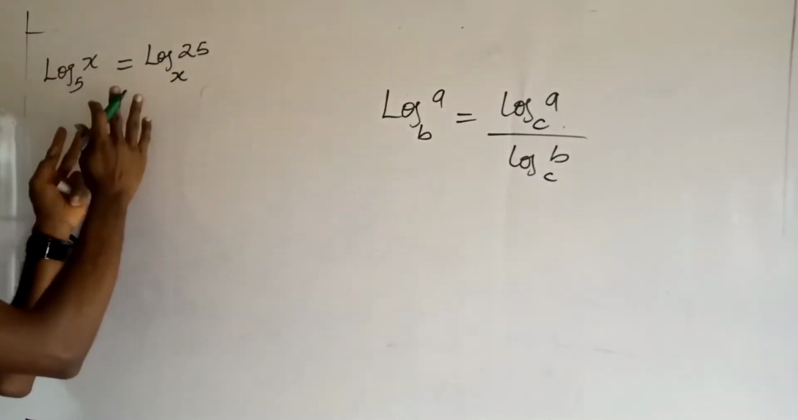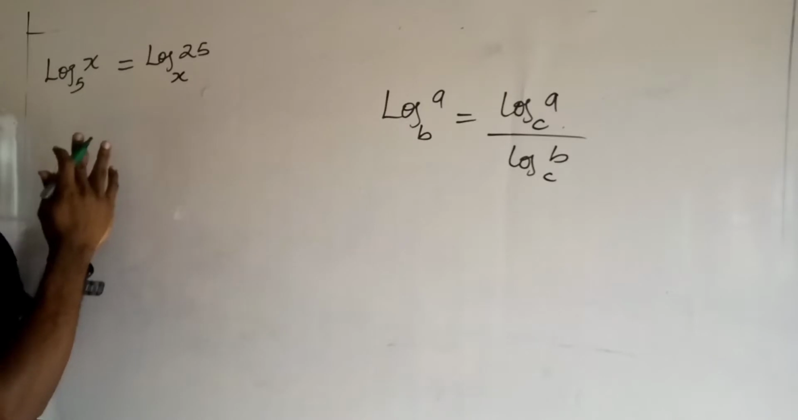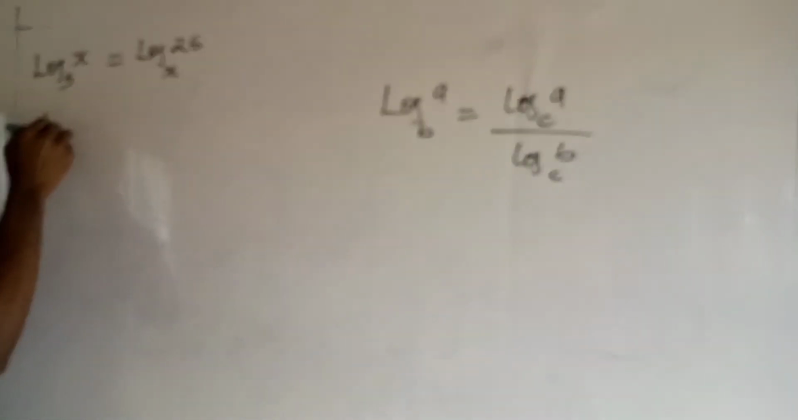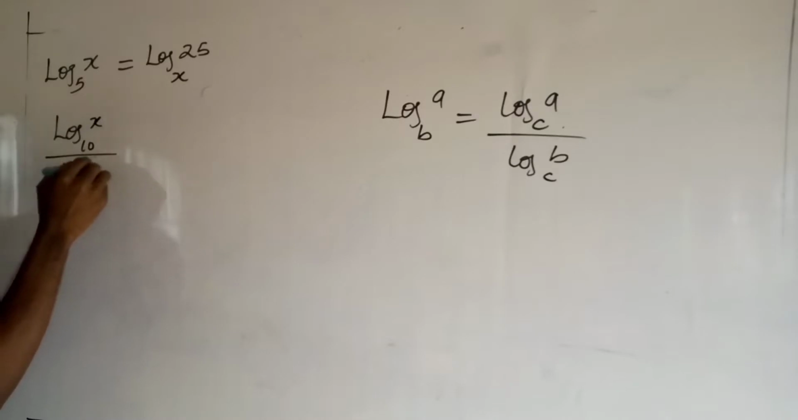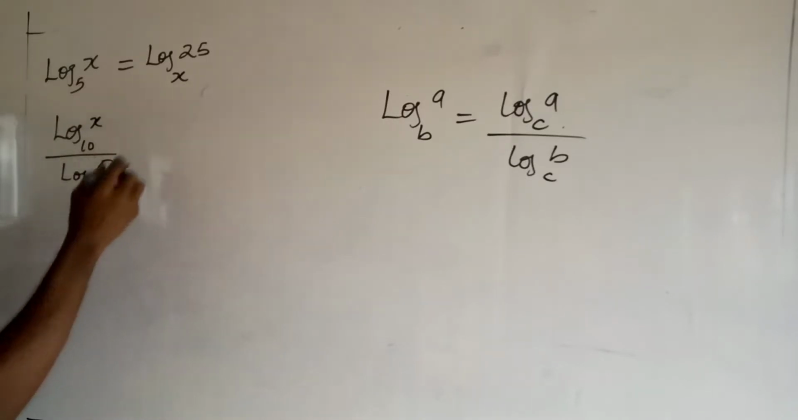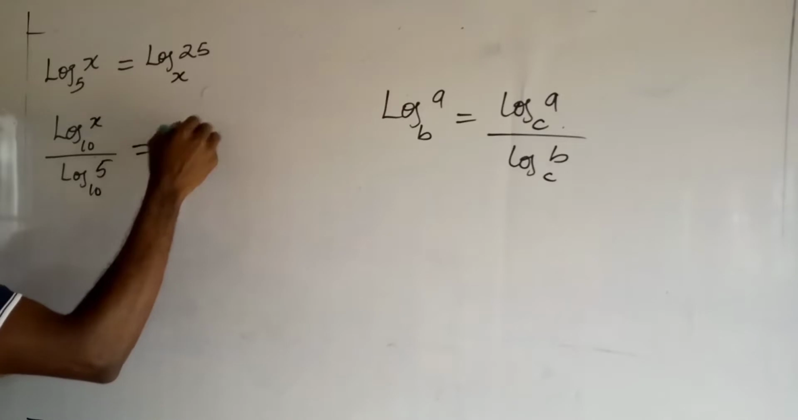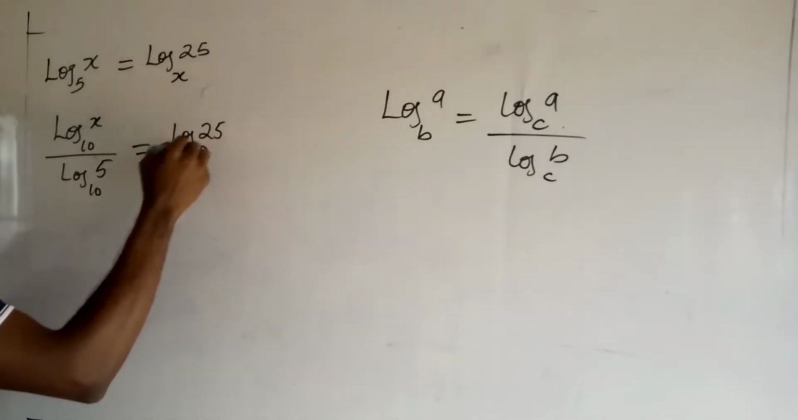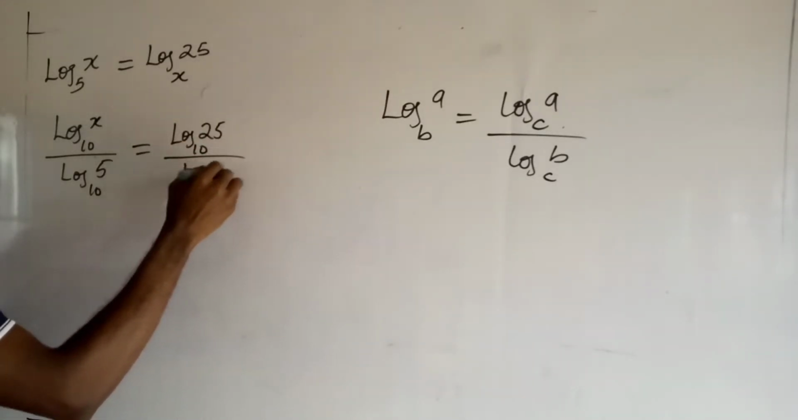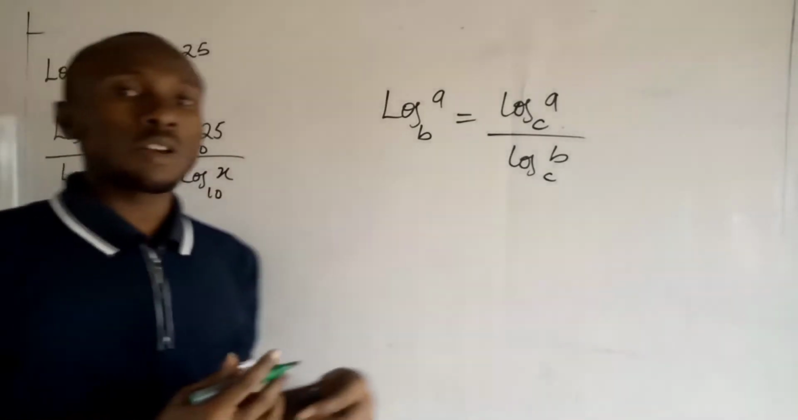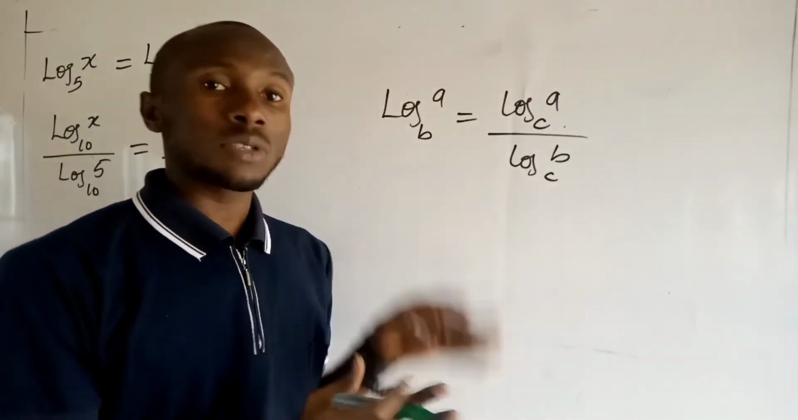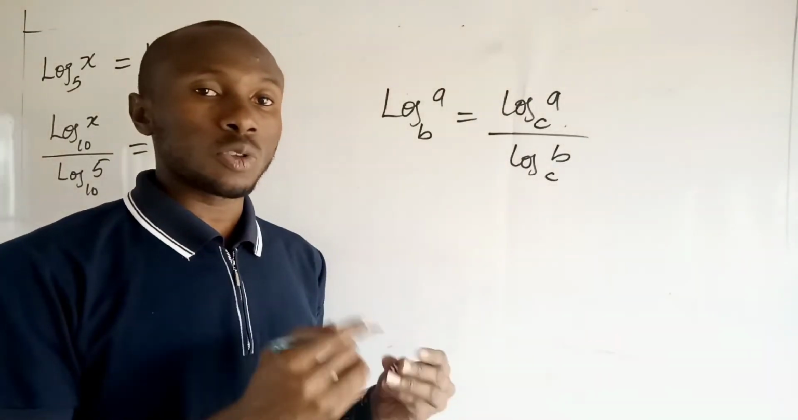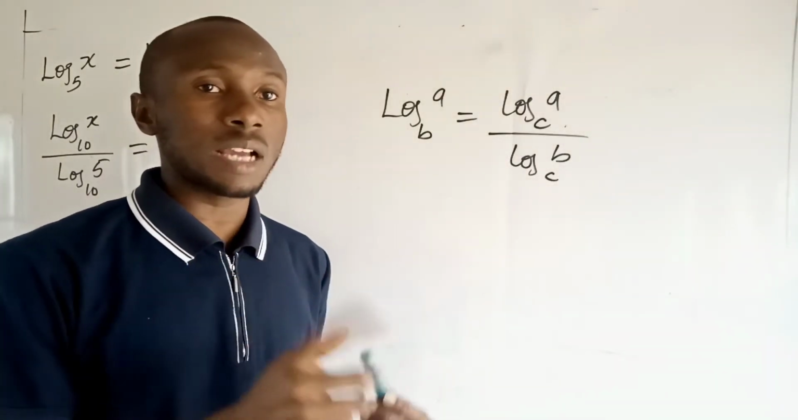So in this question, I will change the base to 10. Now this becomes log x base 10 upon log 5 base 10, equal to log 25 base 10 upon log x base 10. Viewers, I also want to recall something for you. If a logarithm is written without any base, that logarithm is automatically in base 10. So please take note of that.